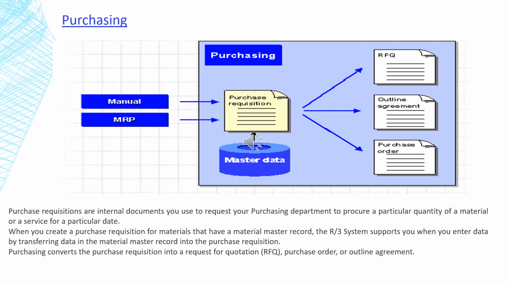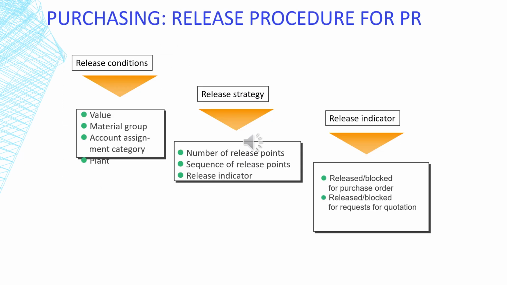The purchase requisition is converted into the RFQ, quotations, purchase order and outline agreement based on your configurations. Here are the criteria for releasing a purchase requisition: release conditions, release strategy and release indicator.